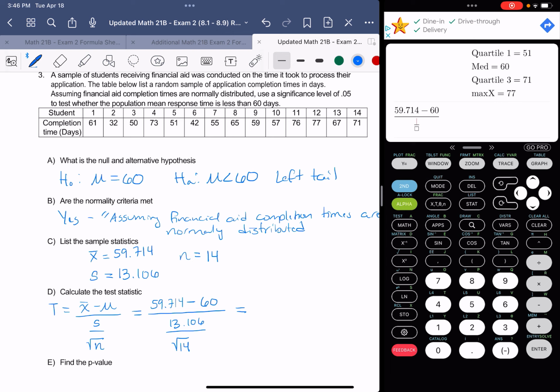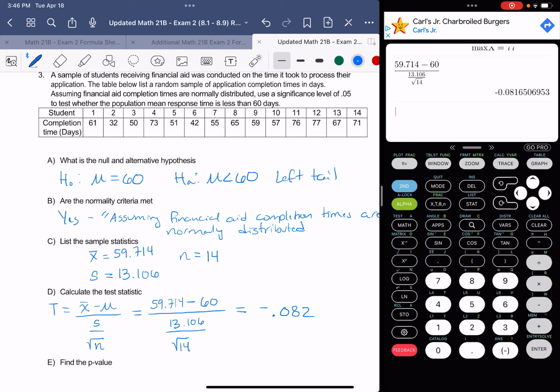Remember, if you're doing this in a calculator that does not have the fraction option, be careful with your parentheses, or maybe you have to do it in several steps instead of one step. So just be careful when doing so. Square root of 14. And we get the following. I'm going to round this to 3 decimals. That is negative 0.082. Any questions there?